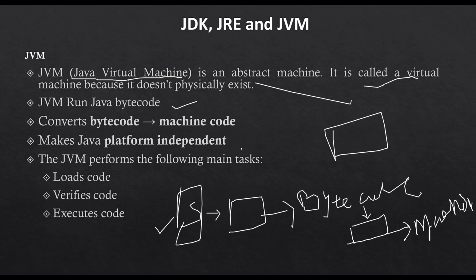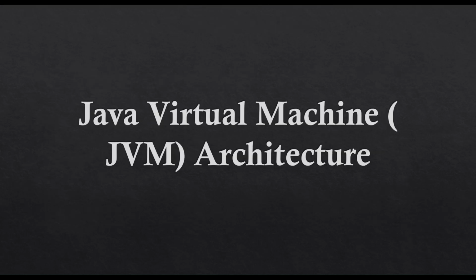So JVM performs the following tasks: it loads the code, verifies the code, and executes it. These are the three major tasks performed by the JVM. Okay, so let's understand the JVM architecture. This is the main part of the JVM. It will be a little complex, so be attentive.